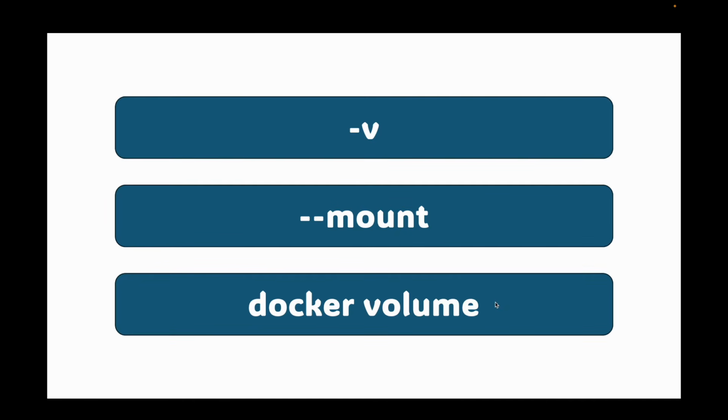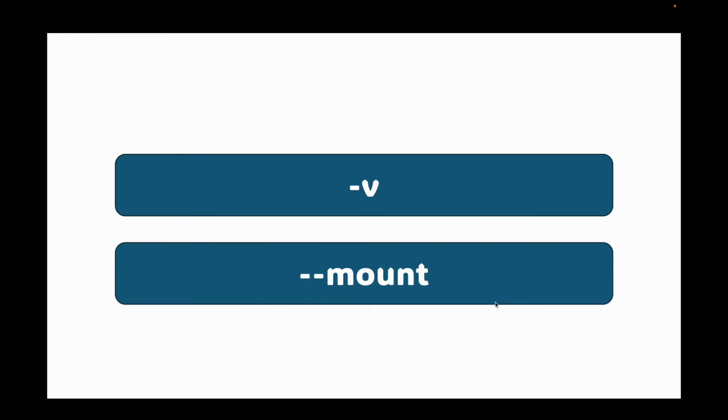Let's get started with this. First, let's talk about the syntax. Docker gives us two primary ways to attach a volume or bind mount to a container: the classic -v flag and the more explicit --mount flag.